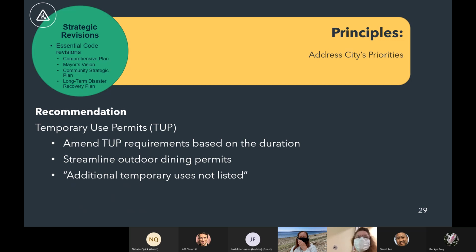And temporary uses. This section amends temporary uses to allow for more flexibility for future emergencies, an additional set of approval processes for permits that meet certain requirements, additional temporary uses that are not listed, so being able to incorporate other uses as determined by the administrator if they are not listed, and some processing clarifications and extension criteria.